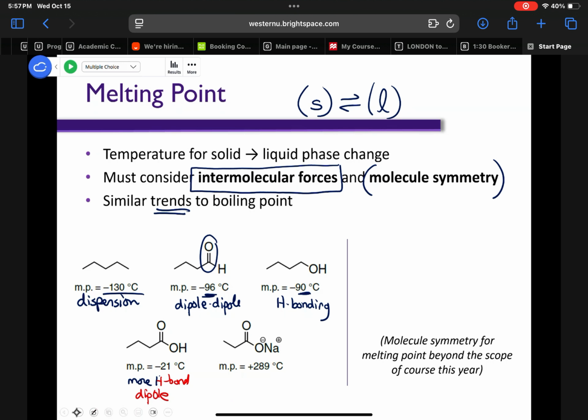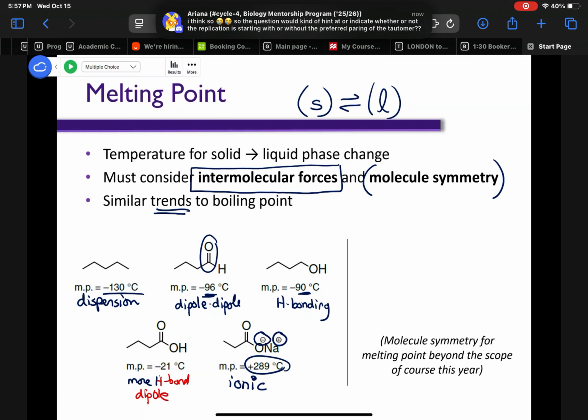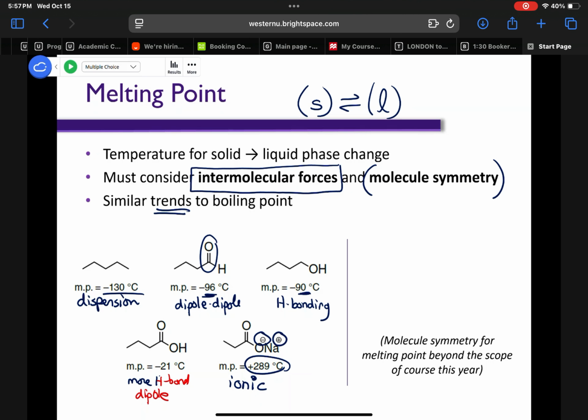And then we have an extra one here that has a full positive, our sodium, and a full negative. Here we have an ionic compound. If we're looking at a continuum of these intermolecular forces, once we get to really strong partial positive and partial negative, we get the full positive and negative. And take a look at that melting point. We're at about 300 degrees Celsius.